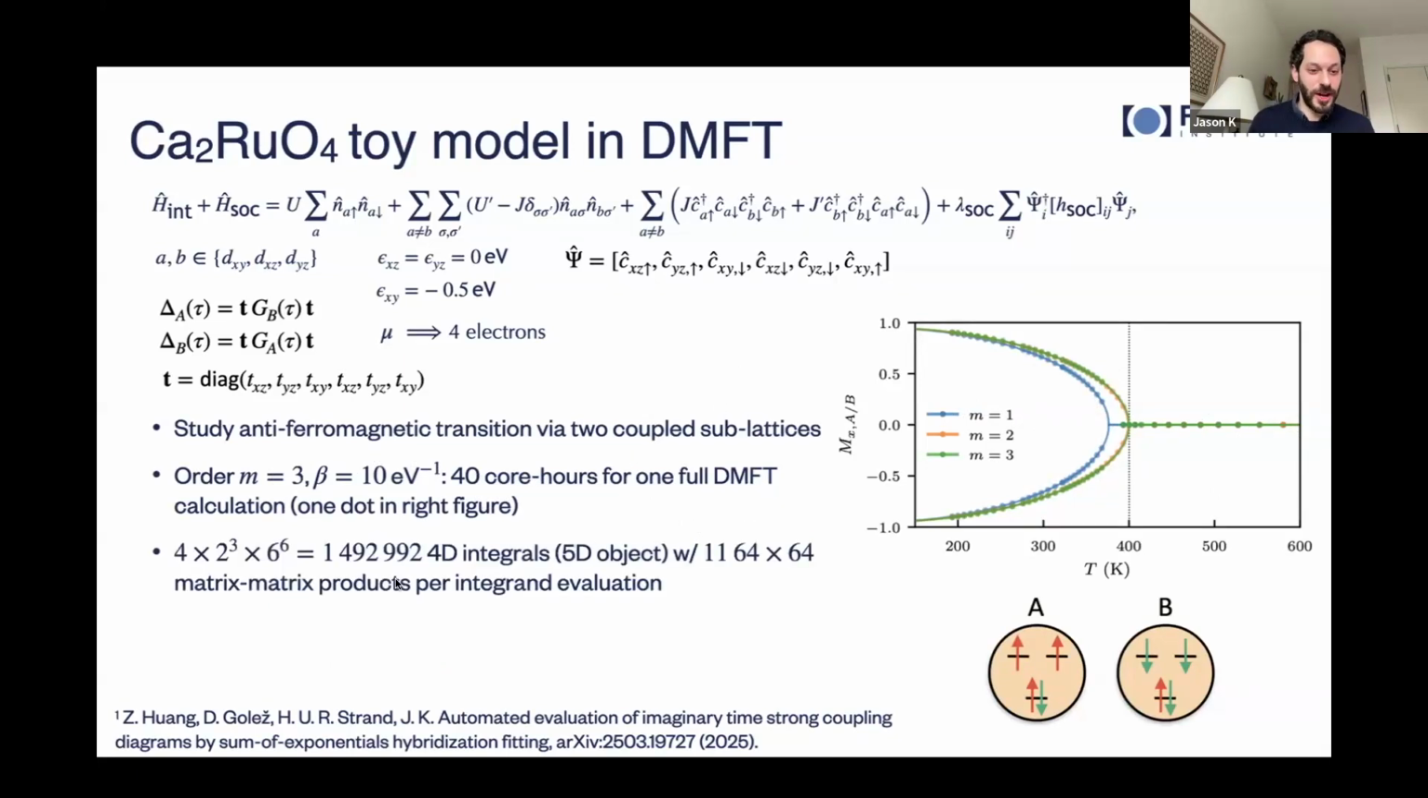And just for fun, I like to show sort of how much work was done. So at 3rd order, basically what you get is to evaluate all of the self-energy diagrams once. Basically, you have 1.5 million integrals. The integrals are 4-dimensional with an external time variable, so sort of 5-dimensional. Each integrand evaluation involves 11 64 by 64 matrix-matrix products. So this would be very hard to do with direct integration, but not so bad with this algorithm.